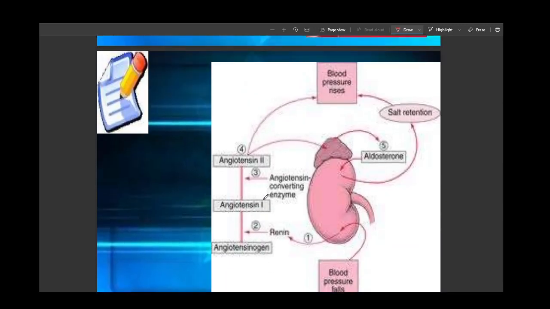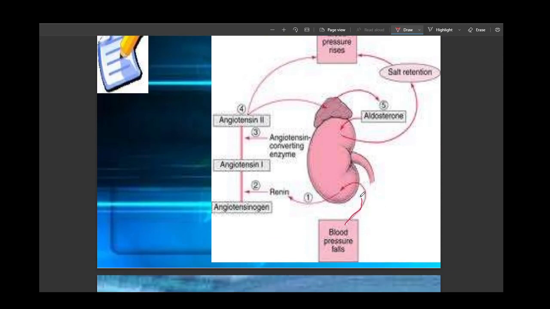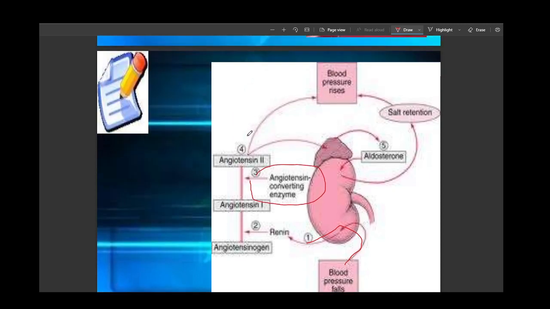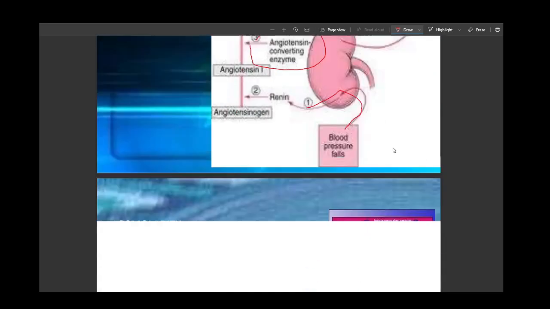So this is basically the whole chart. Blood pressure is falling, then angiotensin 1 and 2, and this is the enzyme which converts 1 to 2, and renin converts angiotensinogen to angiotensin 1. Then it causes two effects: raising the blood pressure and stimulating aldosterone. And then there is salt retention.